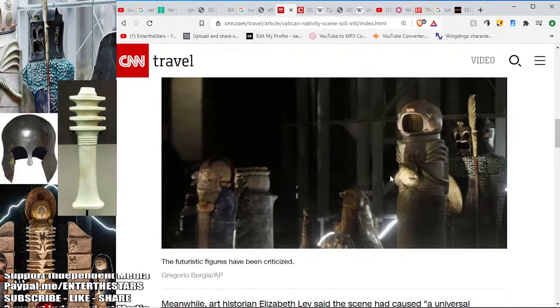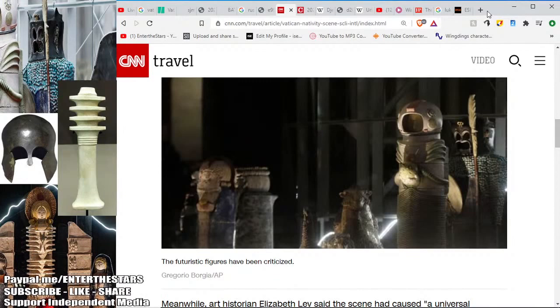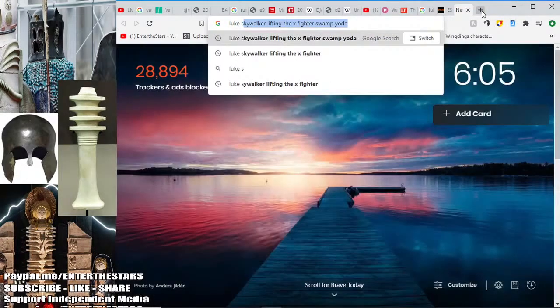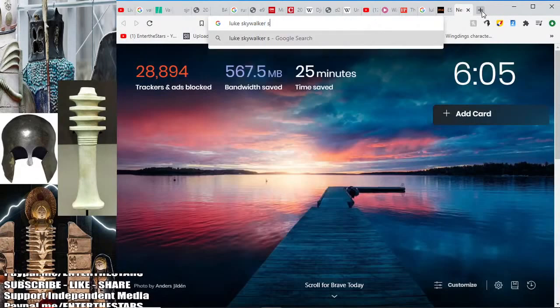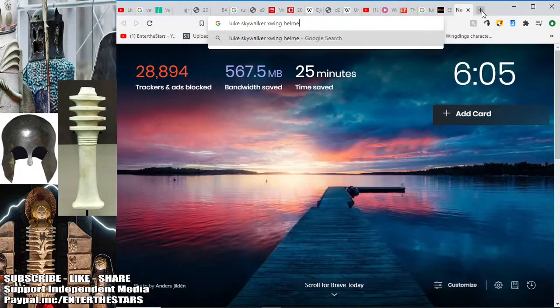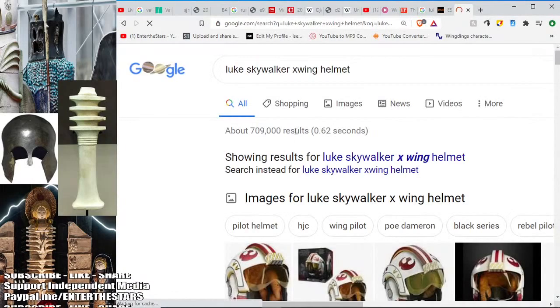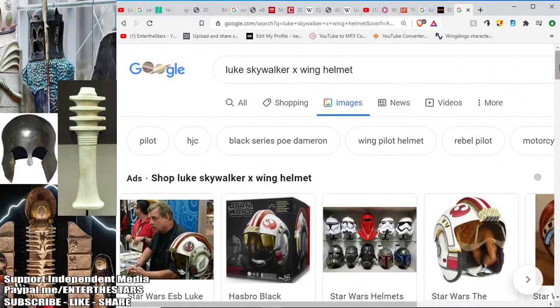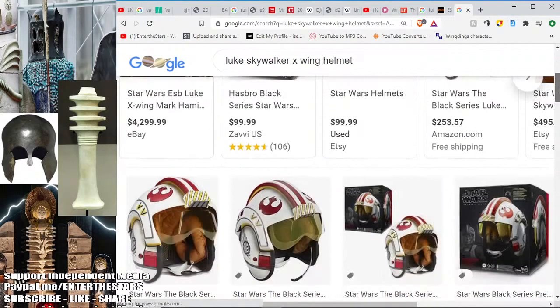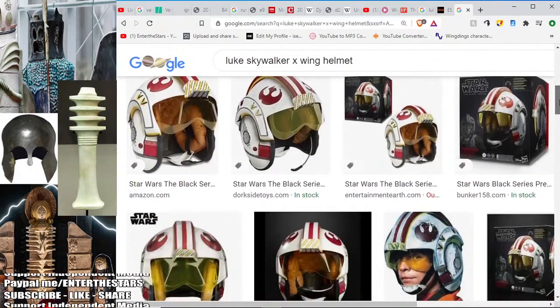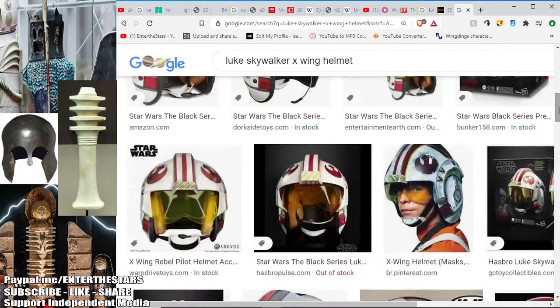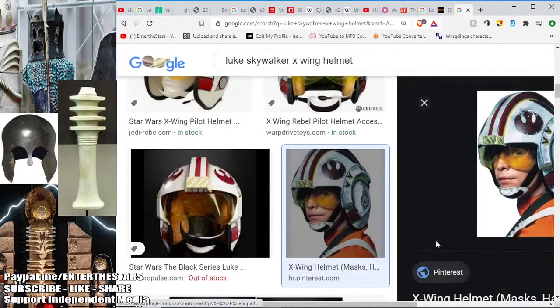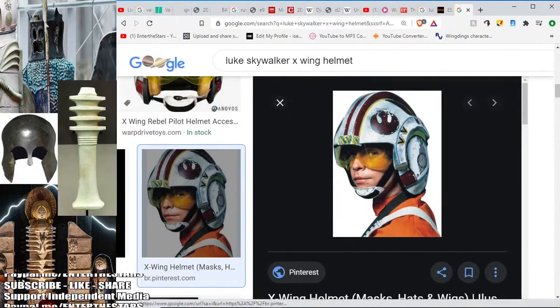Space looking helmet. Almost looks like Luke Skywalker's helmet. Let's look it up. X-Wing fighter. X-Wing helmet. There it is. So here's Luke Skywalker's X-Wing fighter helmet, for those of you that watched The Mandalorian, that just came out yesterday, and Luke Skywalker makes an appearance.